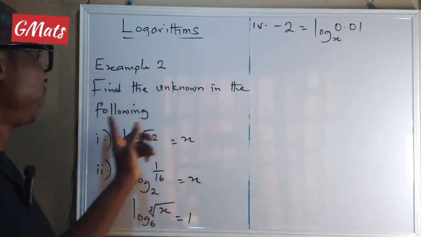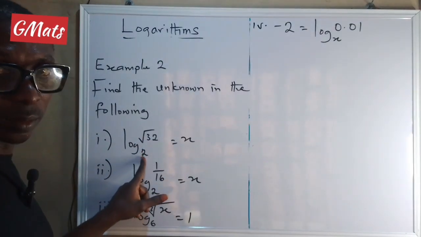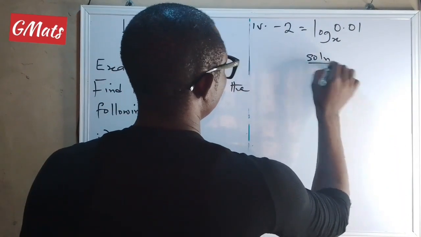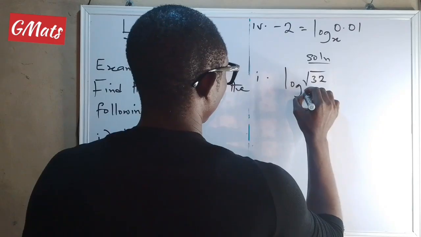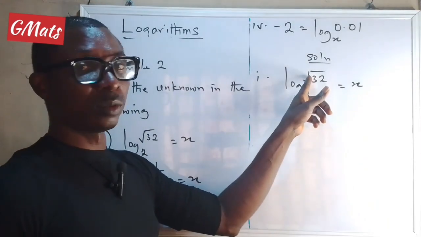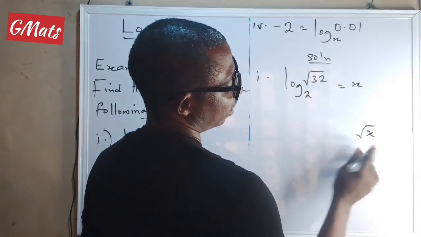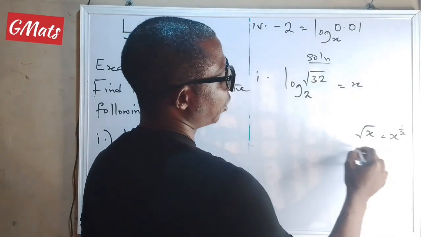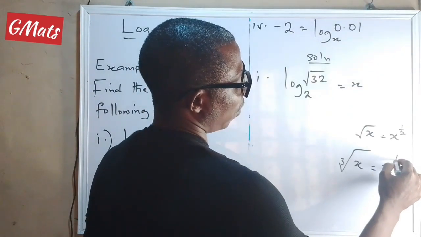Find the unknown in the following. So we have log of square root of 32 base 2 equals x. So how do we do that? Now you don't need to be afraid of these square roots. It's very easy. Whenever you have square roots of x, you just express it as x raised to the power of 1 over 2. If you have cube roots of x, that is going to be what? X raised to the power of 1 over 3.